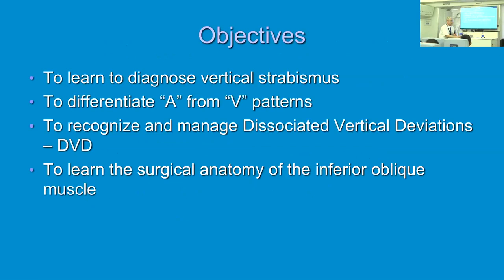So the objectives of this lecture are to learn to diagnose vertical strabismus, to be able to differentiate an A from a V pattern, to recognize and manage dissociated vertical deviations or DVD, and to learn the surgical anatomy of the inferior oblique muscle.